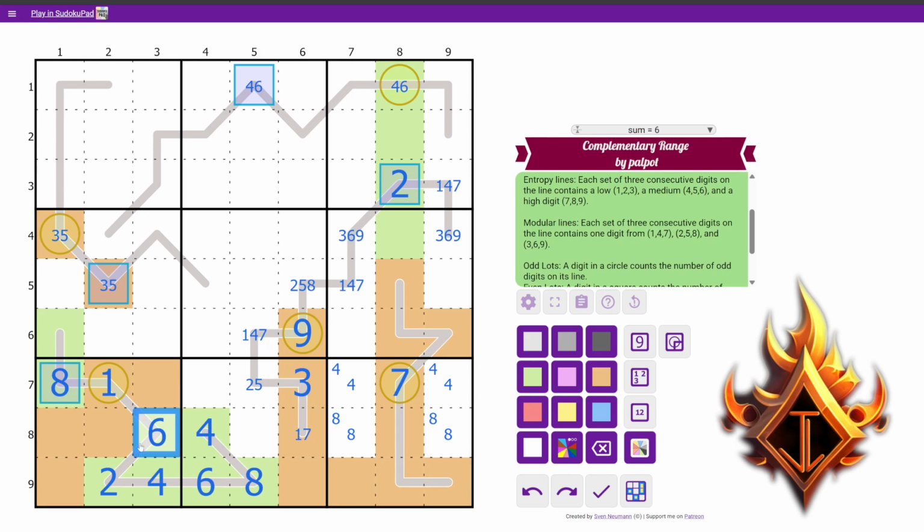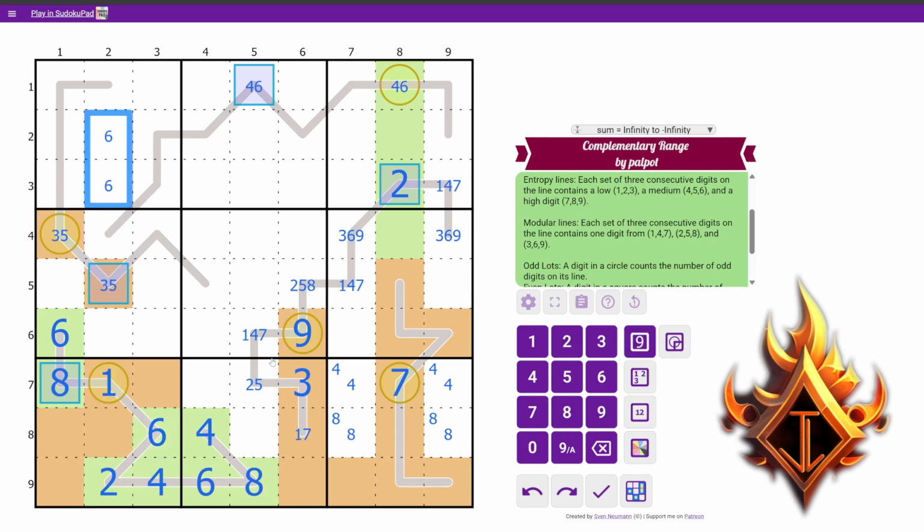This was what? This is modular, so this is 3, 6, 9, so that has to be 9 because it is even. So this line is all done. There's going to be a 6 in one of these two because it can't be a 6 up here because of the combo. Wombo.